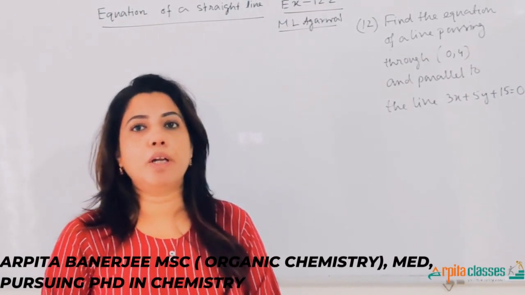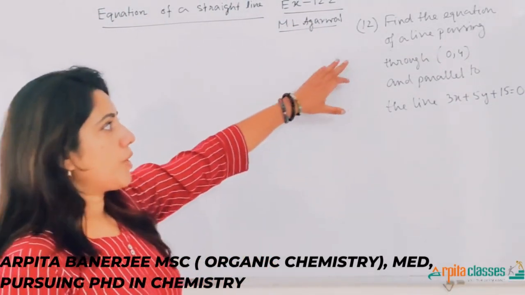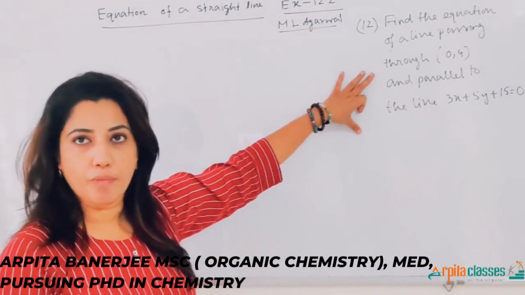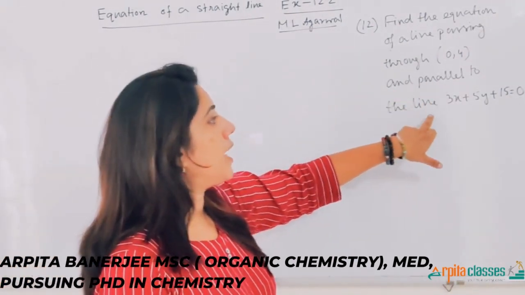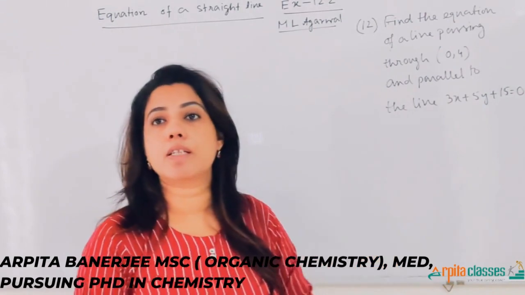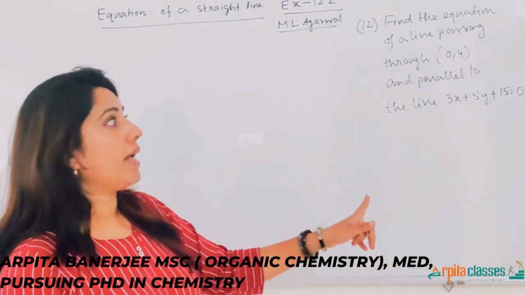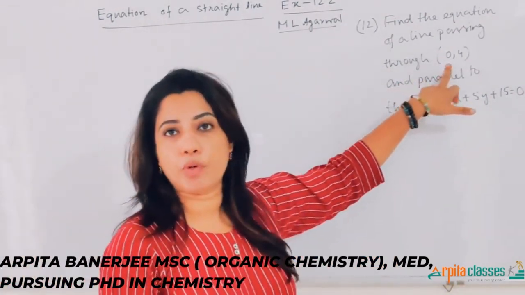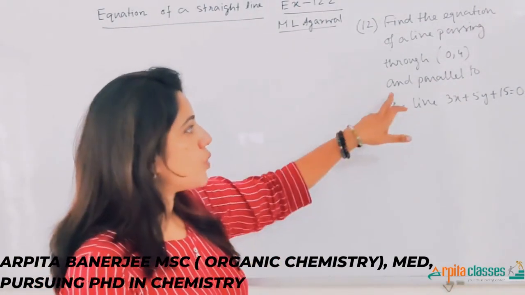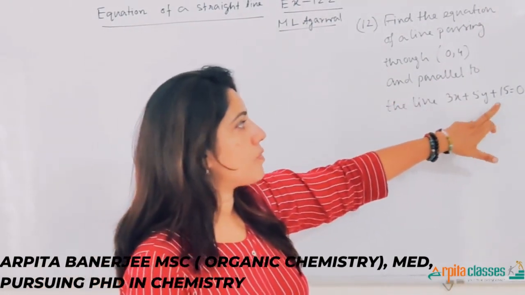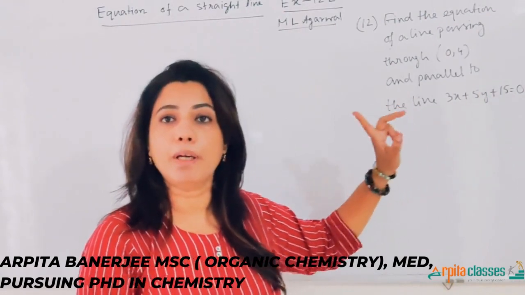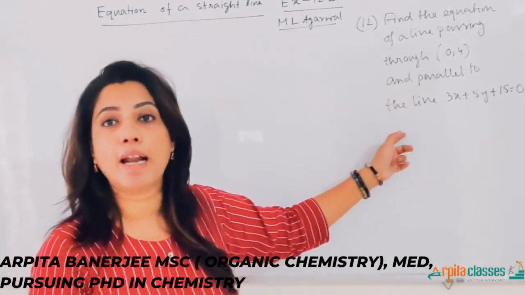Let's start with question number 12. Find the equation of a line passing through 0, 4 and parallel to the line 3x plus 5y plus 15 is equal to 0. So the required line passes through 0, 4, so we have a point. Also it is parallel to the line 3x plus 5y plus 15 is equal to 0. From here we get the slope of the required line.